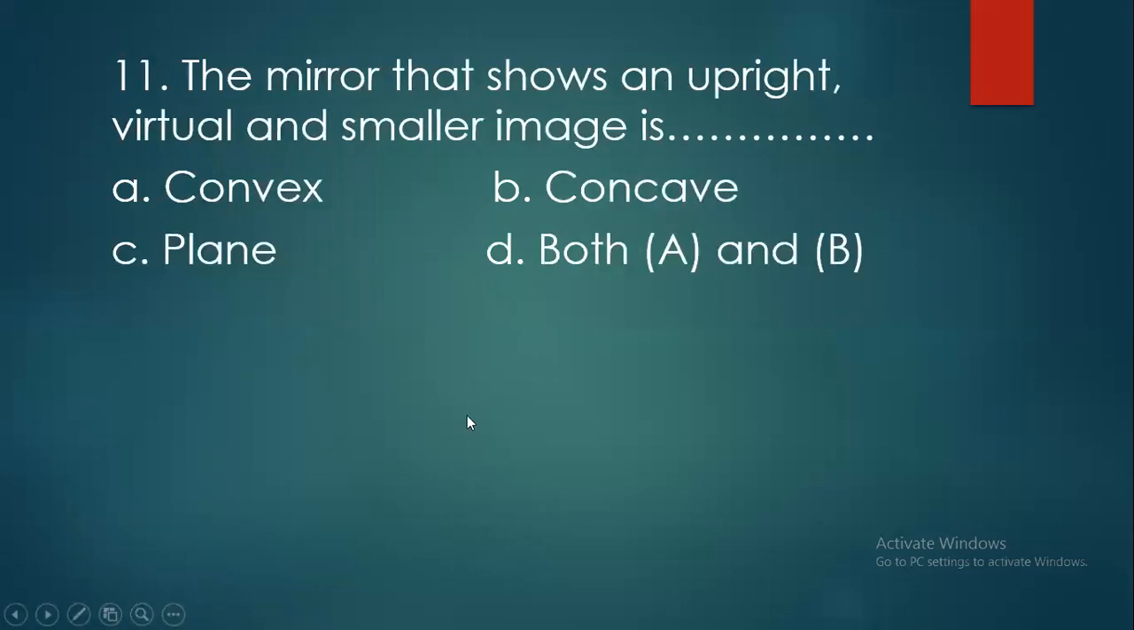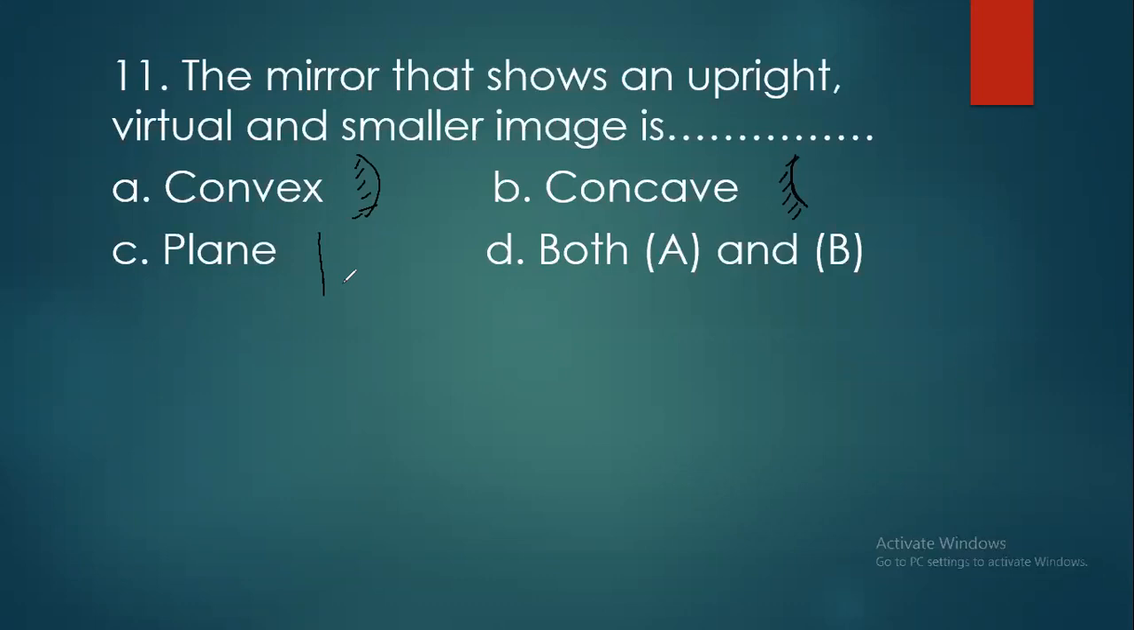Next, the mirror that shows an upright, virtual, and smaller image is, right? We have basically three types of mirrors, right? Convex, concave, and plane mirror, right? Okay, a quick review about them. The concave mirror is the mirror where the internal surface is the reflecting surface, right? The convex mirror is the opposite way around. This is where the external surface is the reflecting surface. The plane mirror is the normal mirror, right? That you can see in your bedroom or in your washroom, right?